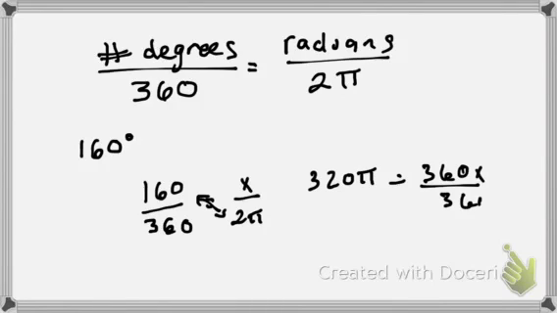Divide each side by 360, and now I'm going to be left with, I have to simplify 320 over 360, and that's going to simplify down to 8 over 9, and then I'm just going to leave that pi on there. So this thing will simplify down to 8 pi over 9 radians. So that's what that looks like.